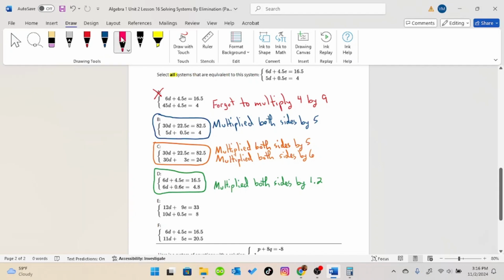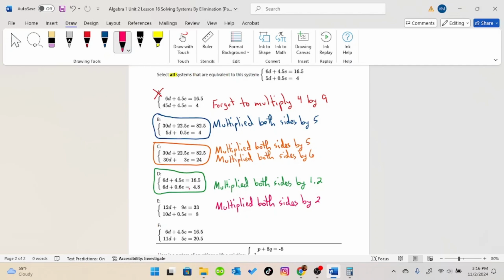Now we can check E. They went from 6D on the top to 12D, so they multiplied by 2. They went from 4.5E on the top to 9E on the top, so again they multiplied by 2. And they went from 16.5 on the top to 33 on the top, so they multiplied both sides by 2 on the top.